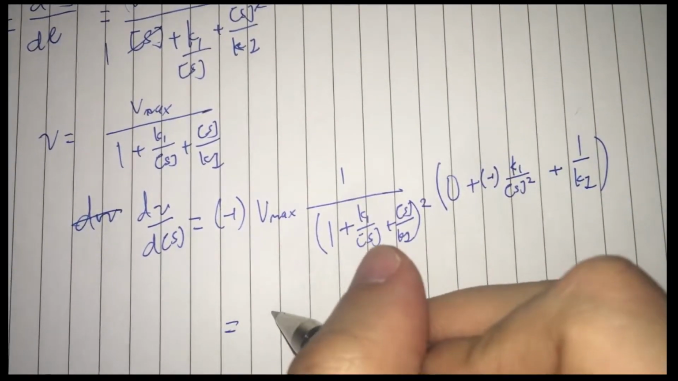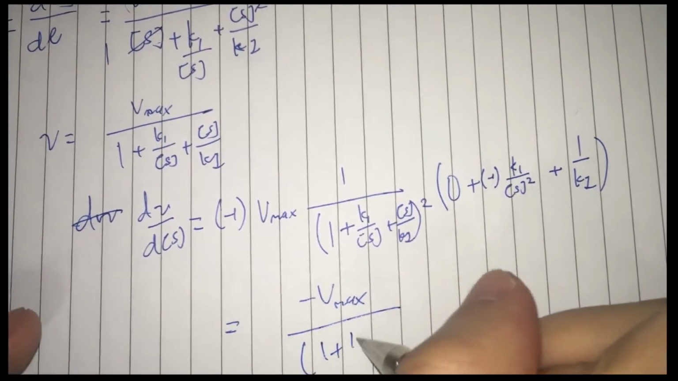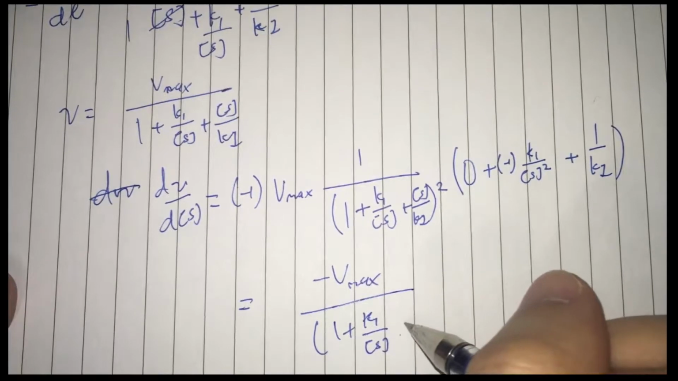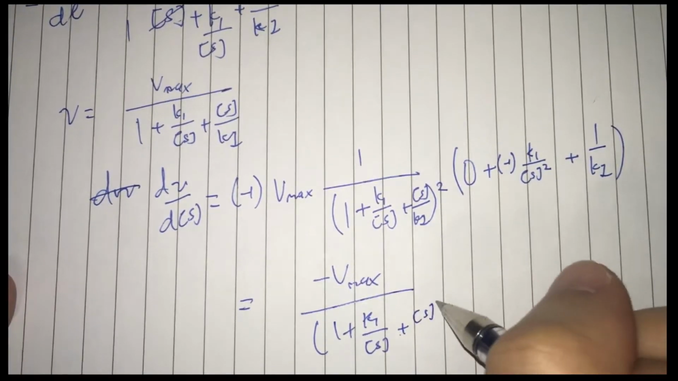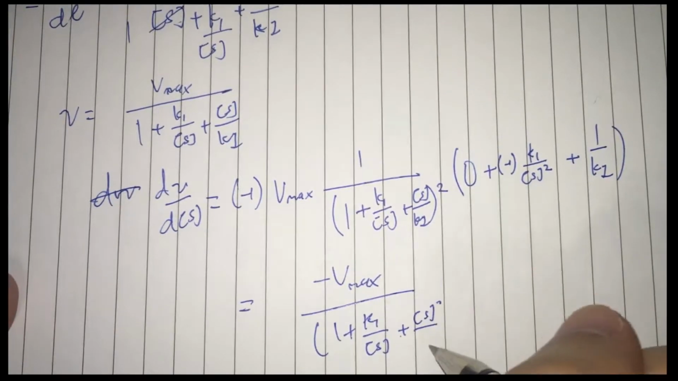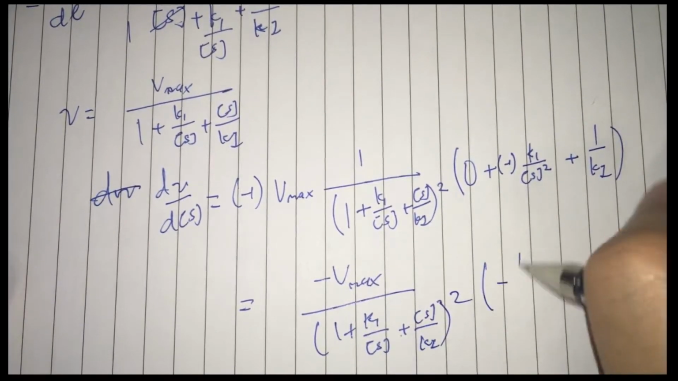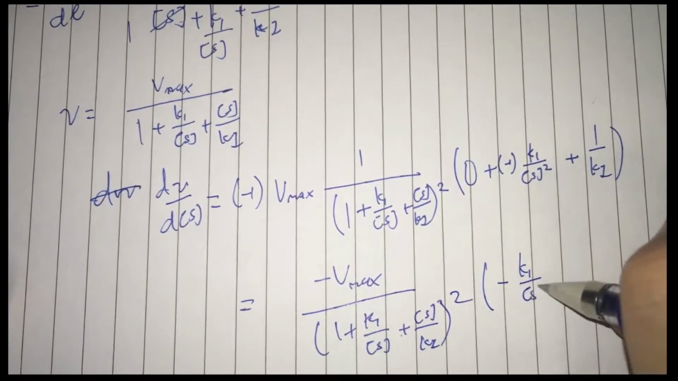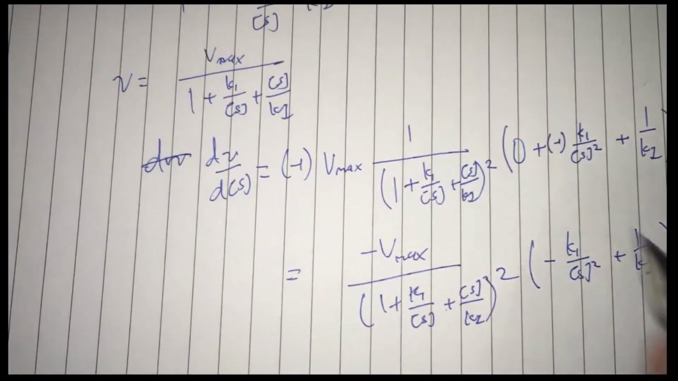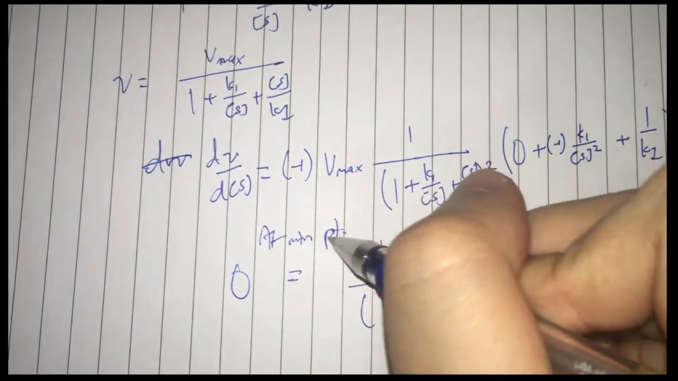Okay, so let's just be quick about this. Over 1 plus K1 over S plus S over Ki, all squared, times minus K1 over S squared plus 1 over Ki. Okay, and then we'll set dV/dS equals 0 at the midpoint or maximum point.